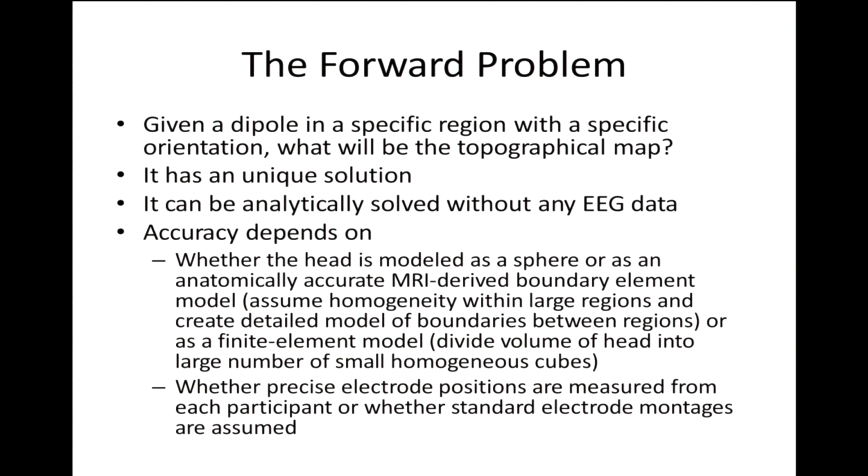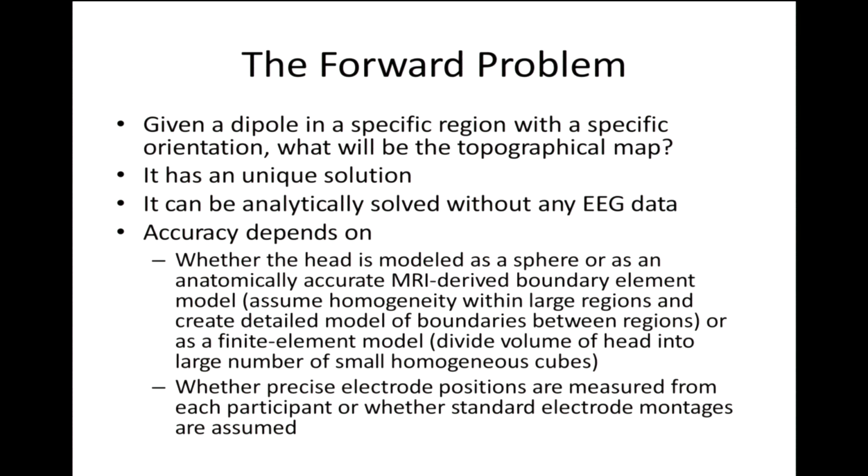So, the forward problem is, in a pretty simple way, given a dipole in a specific region with a specific orientation, what will be the field potential distribution at the scalp, meaning what will be its topographic map there. Very simple: you put a dipole somewhere in the brain. This is my only one brain source, and what will be the potential distribution over the scalp?